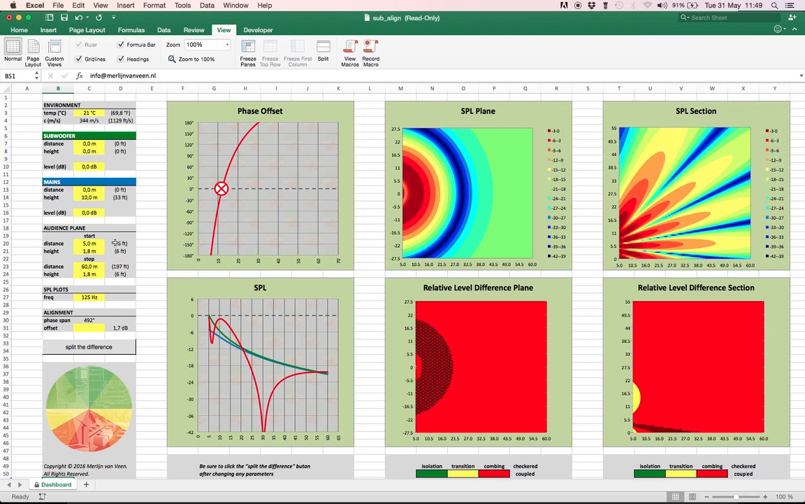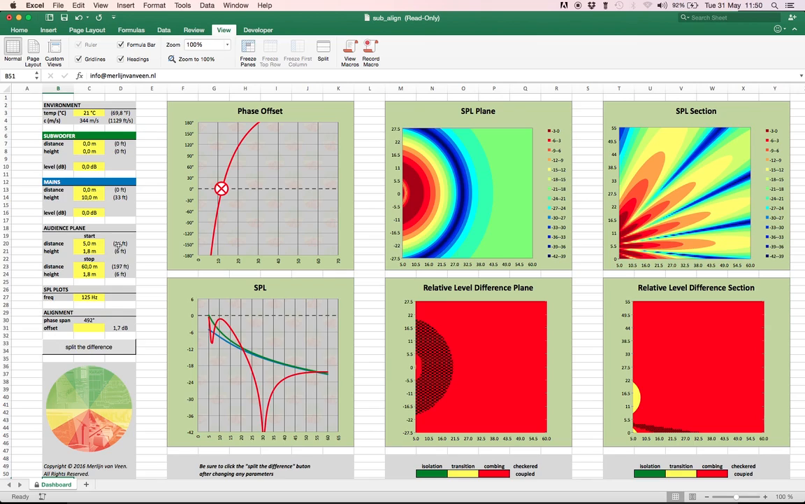Our virtual audience plane starts currently at 5 meters distance. We have a standing audience with ear height of 1.8 meters, and this audience stops at 60 meters distance. And as you can see from the values in this section of the calculator, it is a flat audience, and there's no elevation, there's no inclination in the audience plane currently.